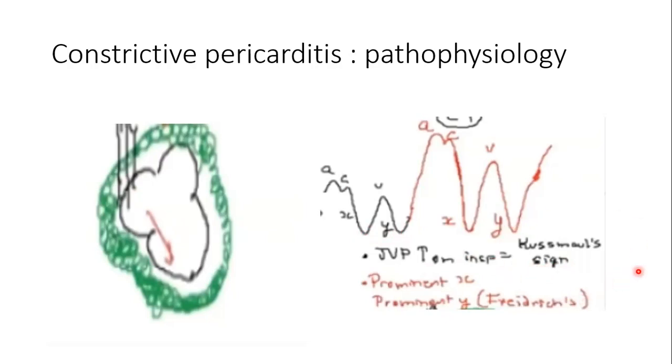Then also with Kussmaul's sign, you have increased JVP with inspiration, which is much more prominent in constrictive pericarditis, though it may be found in the, what's it called again, the tamponade, but it's much more prominent in constrictive pericarditis. And a prominent Y descent is another sign. It's also referred to as Friedreich's sign when you have a prominent Y descent.